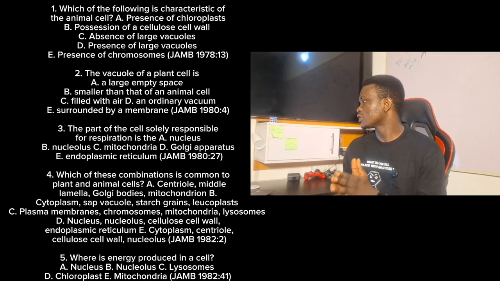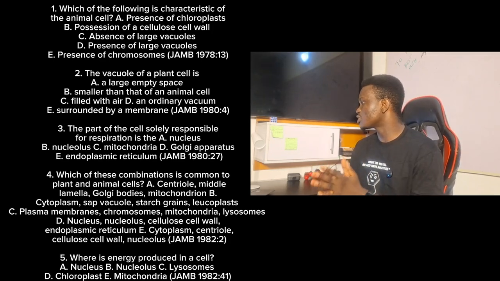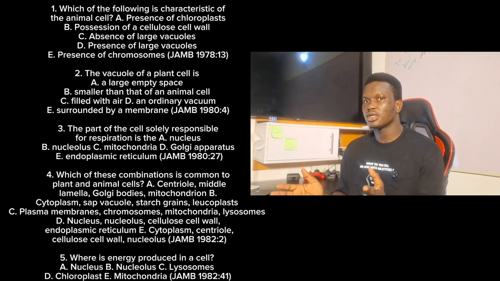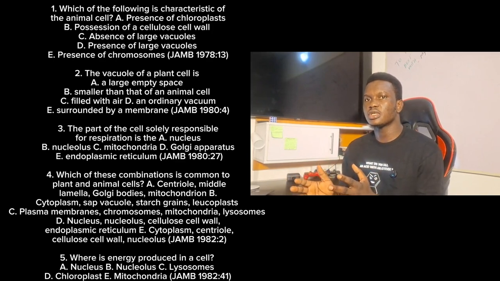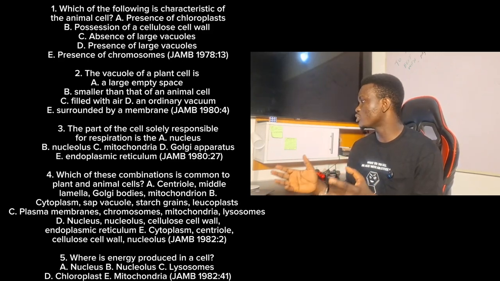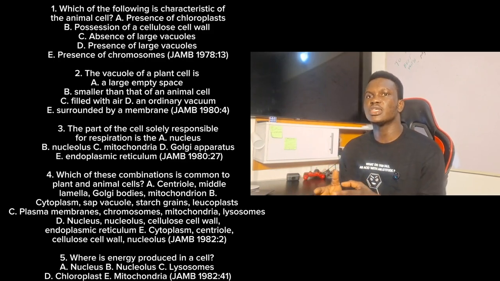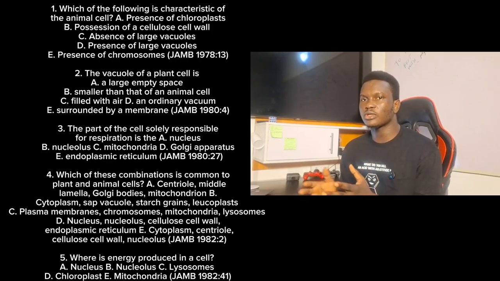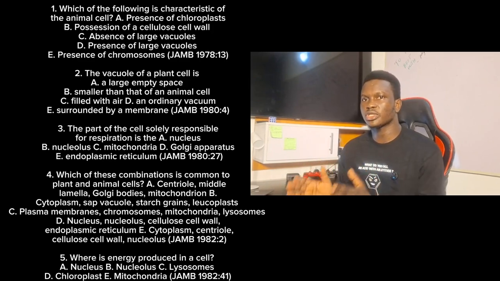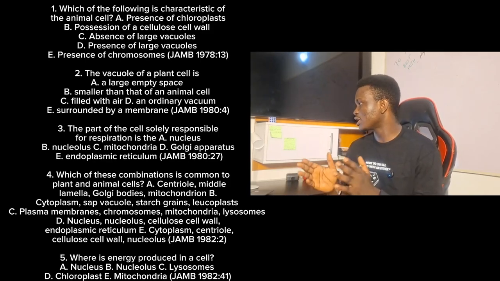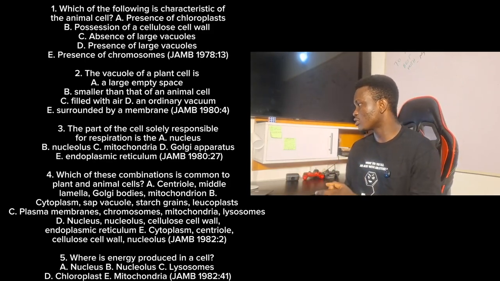So number three, the part of the cell that is solely responsible for respiration. Respiration happens in cytoplasm and in mitochondria, but the one that involves producing the energy, oxidative phosphorylation, takes place in mitochondria. When we get to respiration, I'll show you the Krebs cycle, the glycolytic pathway, and how all of these things happen in the electron transport chain. So that is what number three is all about. So the answer is mitochondria.